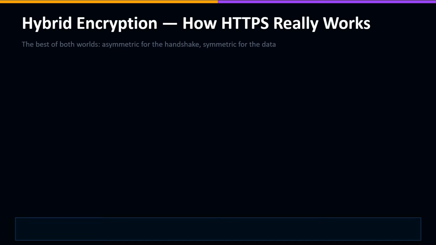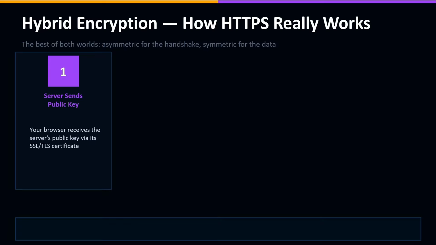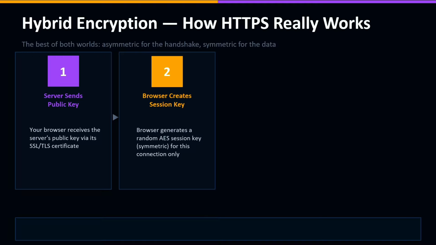Let's observe the steps for this. Step 1 is the server sends a public key. When you connect to a bank website, the server sends its public key to your browser packaged inside a digital certificate. Step 2, the browser creates a session key. Your browser generates a random session key, which is a temporary symmetric AES key that will be used only for that session. This key is created fresh for every single connection.